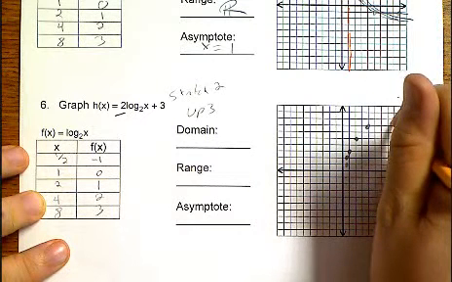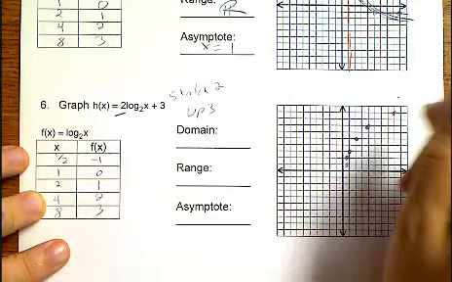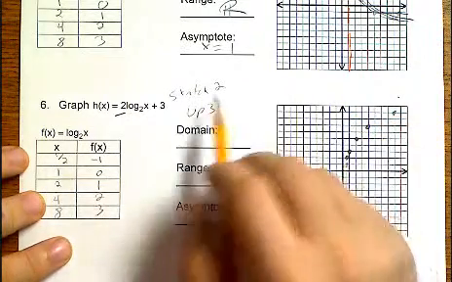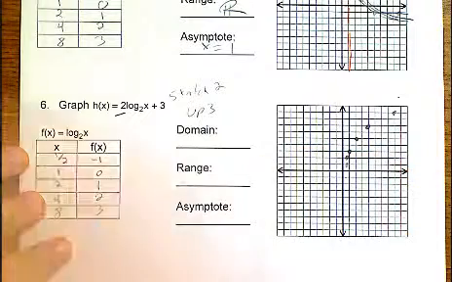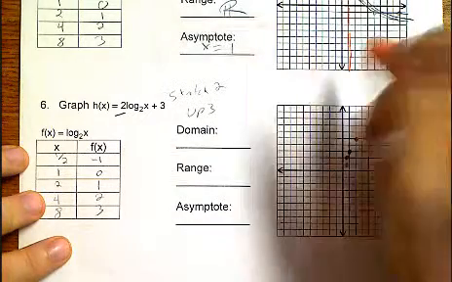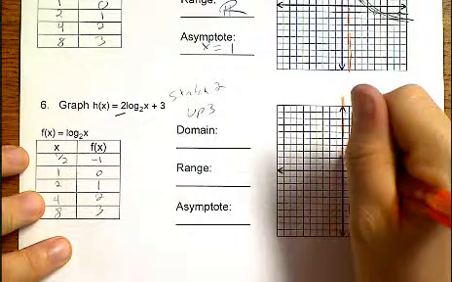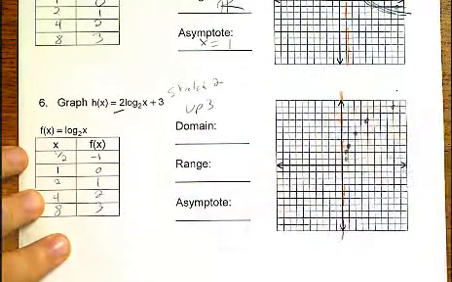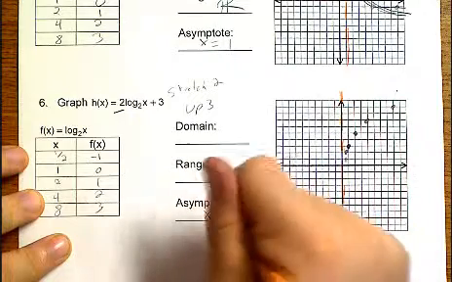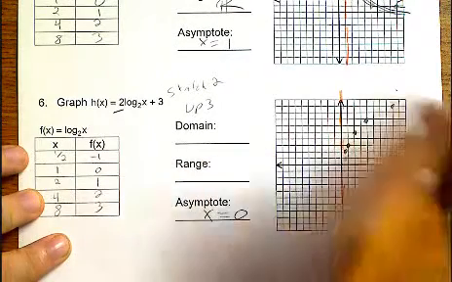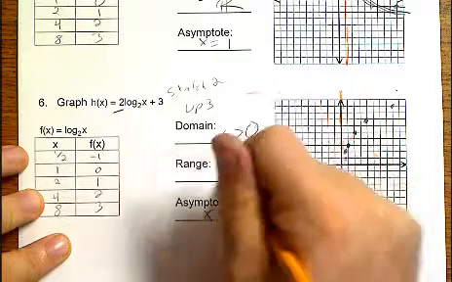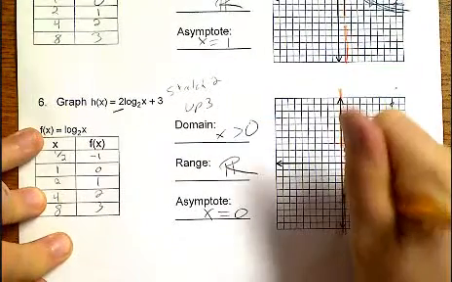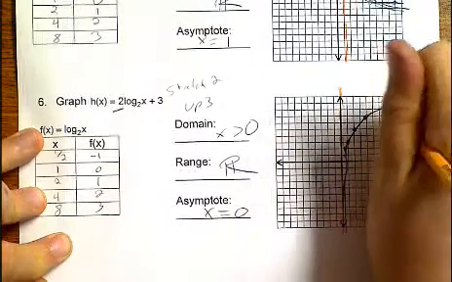And if you'll notice, this time we didn't move any right or left, so our asymptote remains at 0. So x equals 0, which means that x has to be greater than 0, and our range is all real numbers.